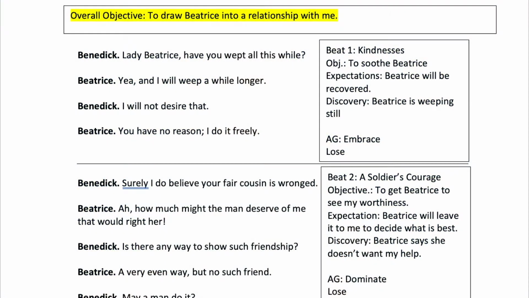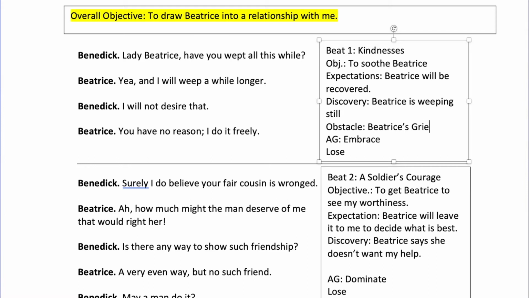So here we are back again on script duty, and we are going to score a little bit more of our script, and this time we're working on obstacles. So we're going to find our obstacle in Unit 1, which I've called kindnesses, which begins with "Lady Beatrice, have you wept all this while," and ends with "You have no reason, I do it freely." My first obstacle is Beatrice's grief. What is my objective? I want to soothe Beatrice, but my obstacle is she is grieving.